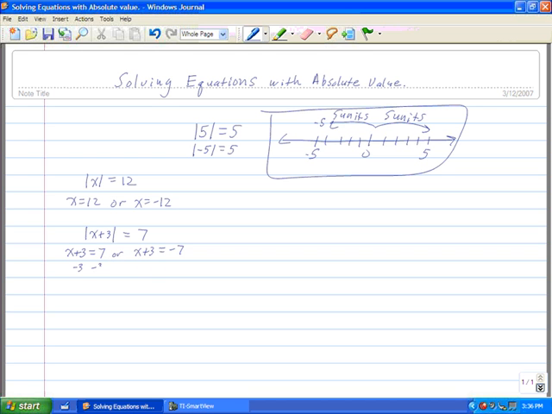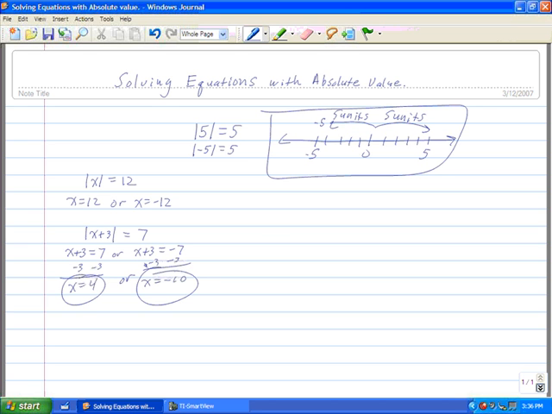So over here I can subtract 3 from both sides and get that x equals 4. Or if I subtract 3 on both sides over here, I get that x equals negative 10. So again, we have one answer on the right hand side and one on the left hand side, even though they won't always be on the left and right of the origin, they'll be to the left and to the right of each other.